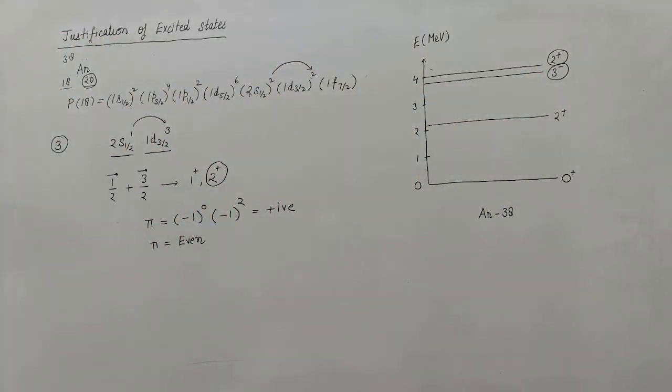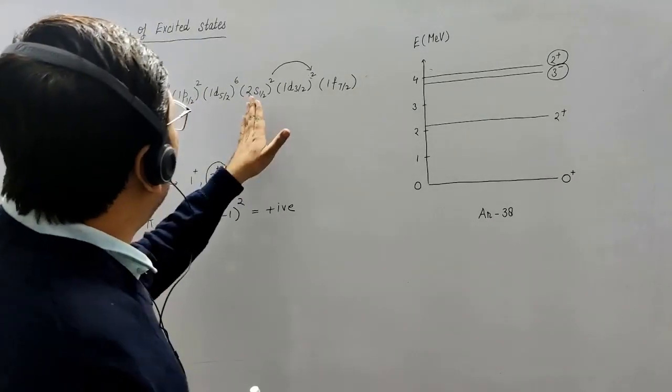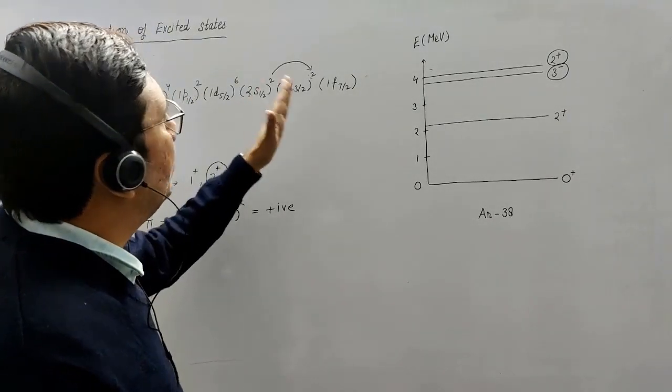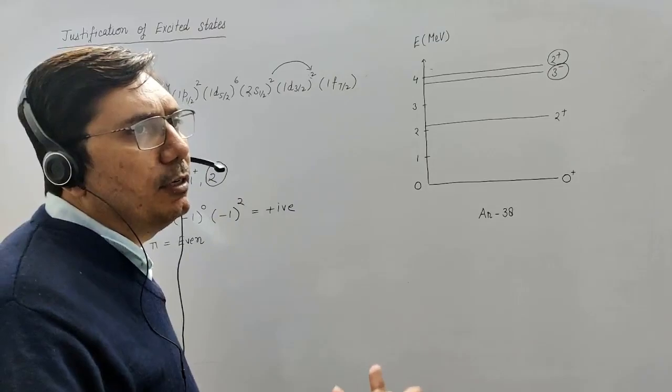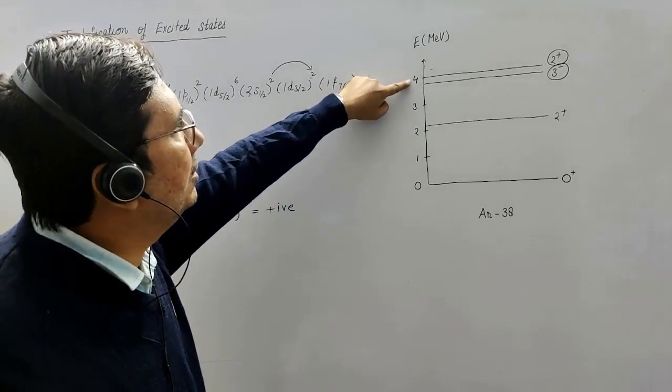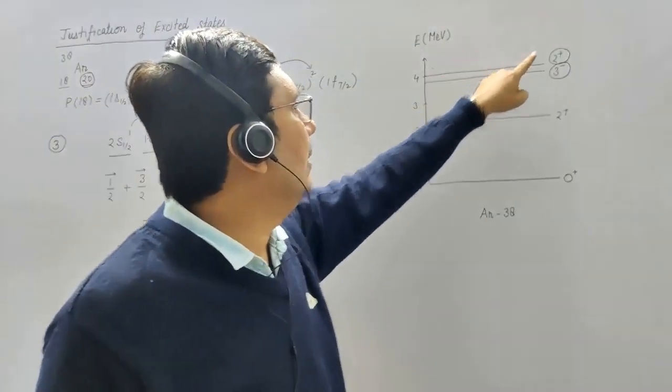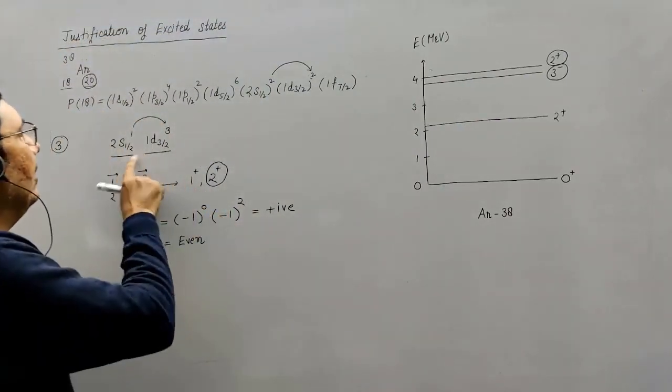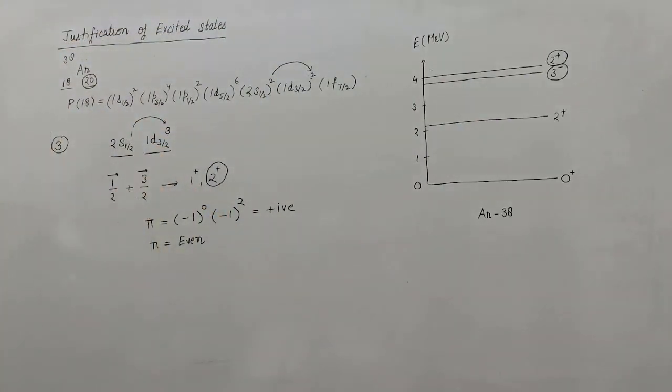What is the concept here? The concept is very simple. In 2s1/2 we have 2 protons, so you have a pair of protons. You want to break this pair, so you need energy greater than 2 MeV. Then this proton will jump from here to here, and again you will need more energy. So automatically this energy should be somewhere here. So this 2 plus state is explained by this transition of the proton.